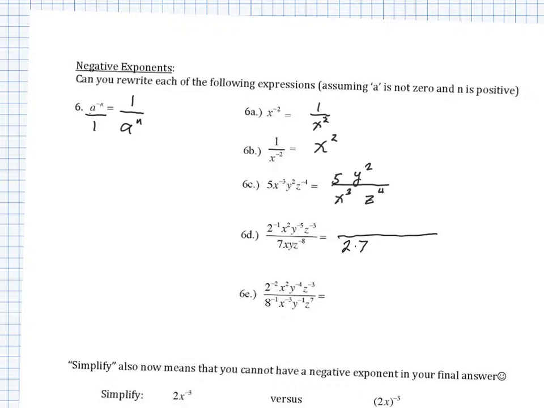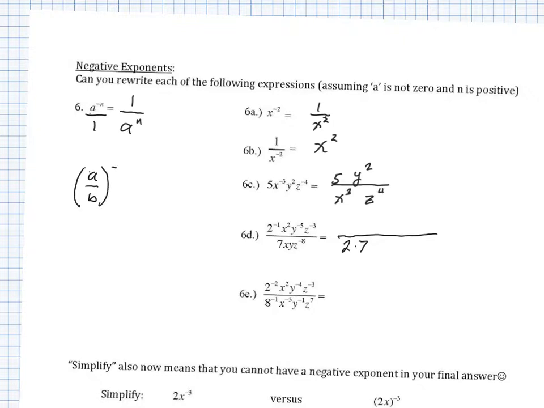Why just the 2? I'll show you in a minute. The 2 has a negative exponent, and the negative exponent means you have to invert it. Wait, do I bring it? You're only flipping the negative. You're flipping the negative.